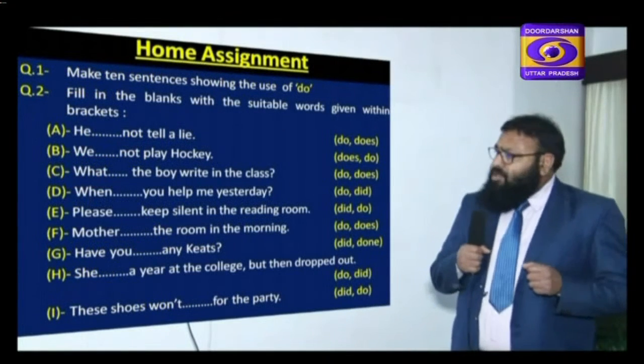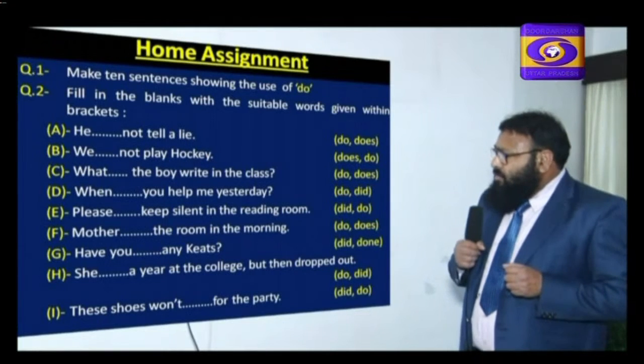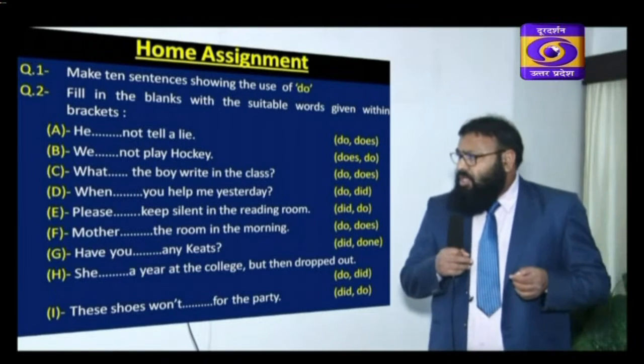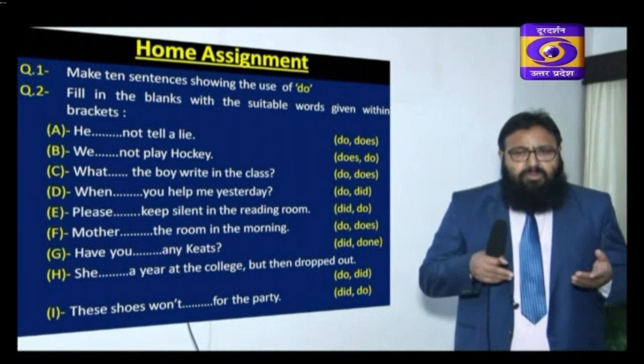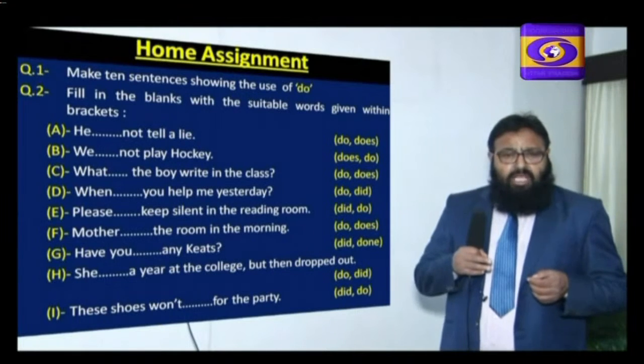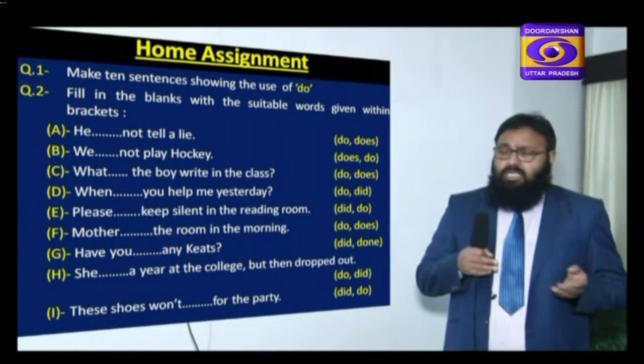So first home assignment for you, that you should frame 10 sentences where you are going to show the use of do in different senses, or you can make even more. Now fill in the blanks. The second assignment is to fill in the blanks with the suitable words given within brackets.